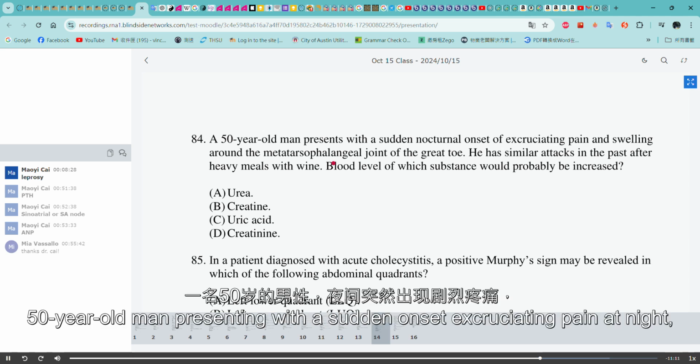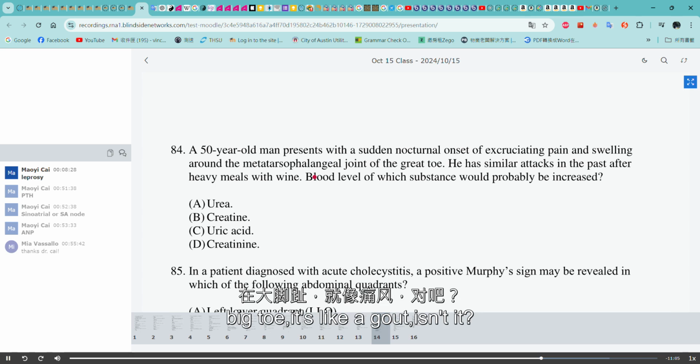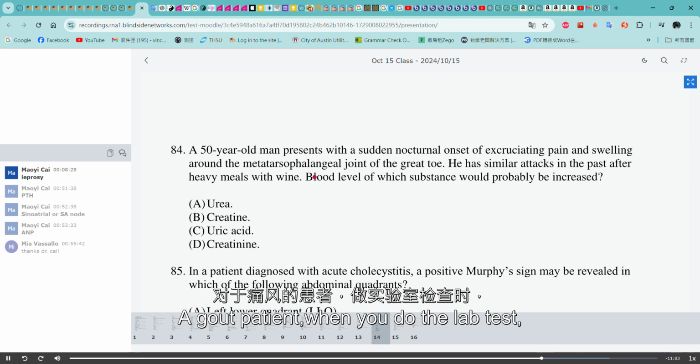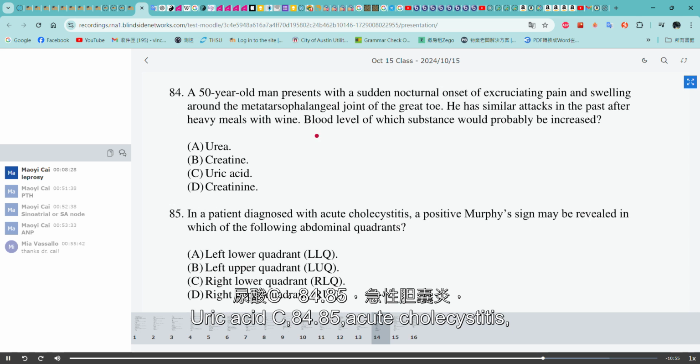Question 84: a 50-year-old man presenting with sudden onset, excruciating pain at night in the big toe. It's like gout, right? A gout patient, when you do the lab test, what do you find? Uric acid levels high. Yeah, uric acid, C. 84.